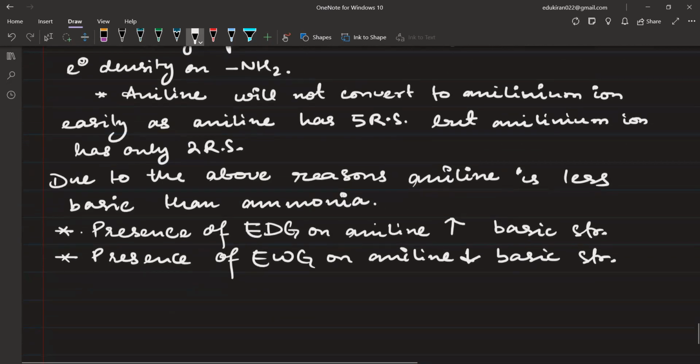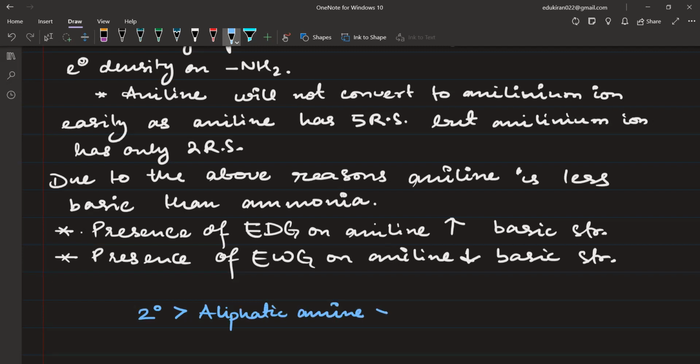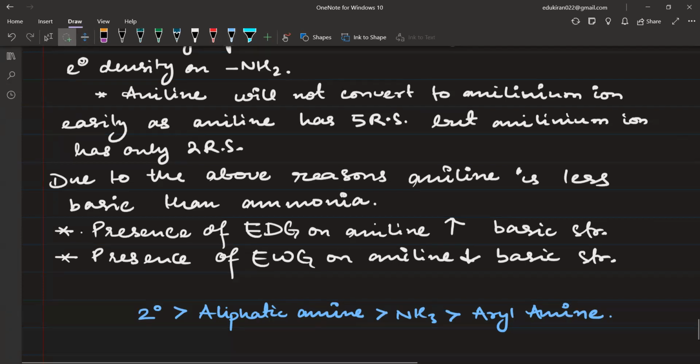Now, in conclusion, you can write: out of ammonia, aniline, arylamine, the most basic will be the 2 degree amine. After that will come 1 degree or 3 degree, which we write as aliphatic. After the aliphatic amine will come ammonia. After ammonia will come aniline or arylamine. Let's go.